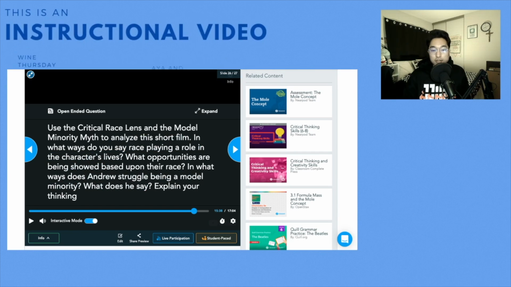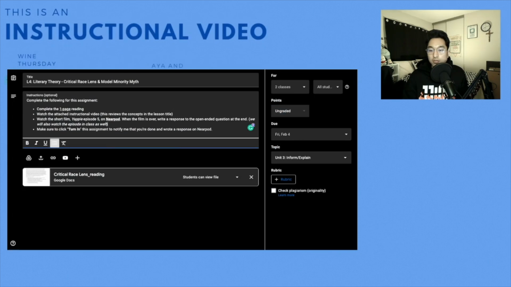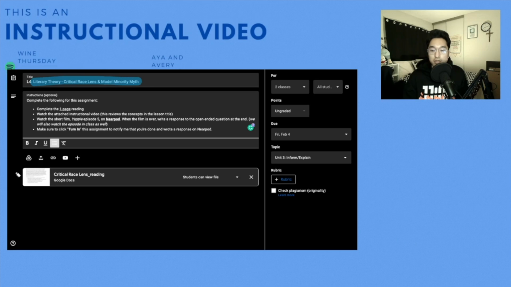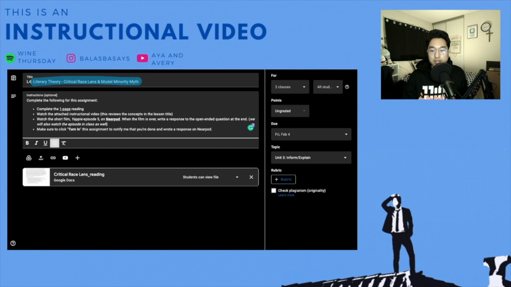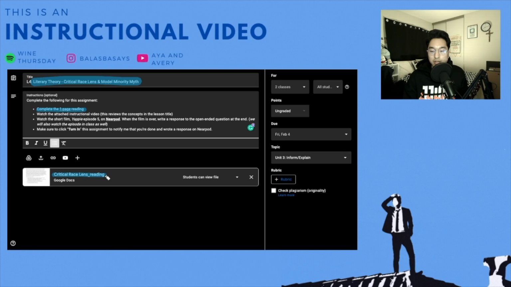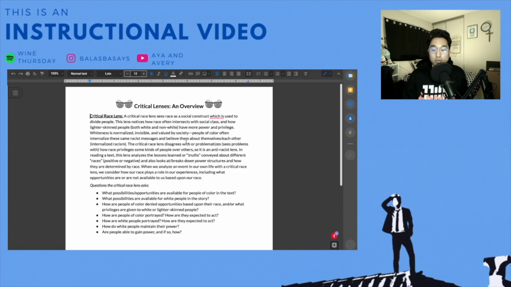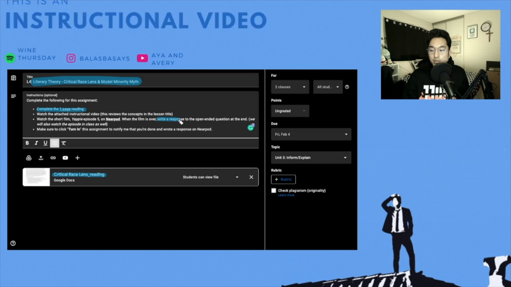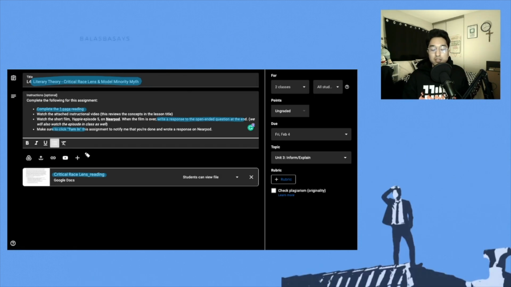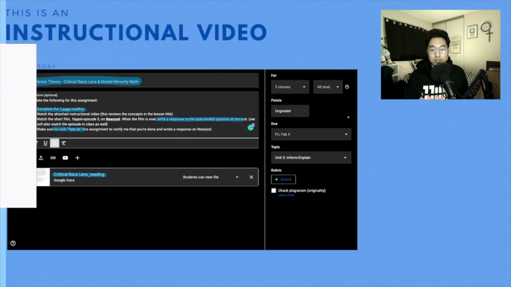Explain your thinking. After that, find your way over to Google Classroom, where you'll find Lesson 4, Literary Theory, Critical Race Lens, and the Model Minority Myth, where you'll find instructions to make sure you complete the one-pager reading on the critical race lens, which is right here. And it looks like this. It's just a definition of the critical race lens and what questions a reader would ask as they're using this to analyze a text. And again, make sure to write a response to the open-ended question that I just showed you on Nearpod. Lastly, make sure to click Turn In so I know that you're done and to look for your response to grade it.